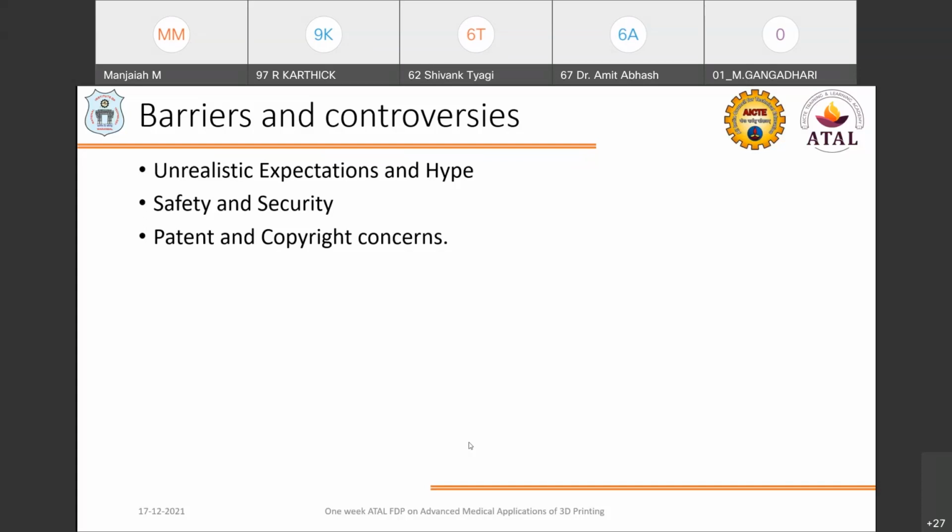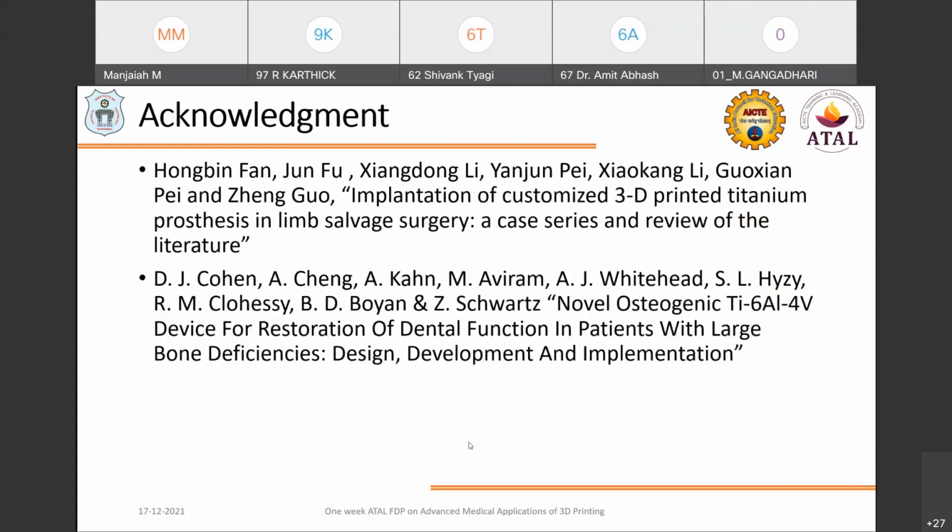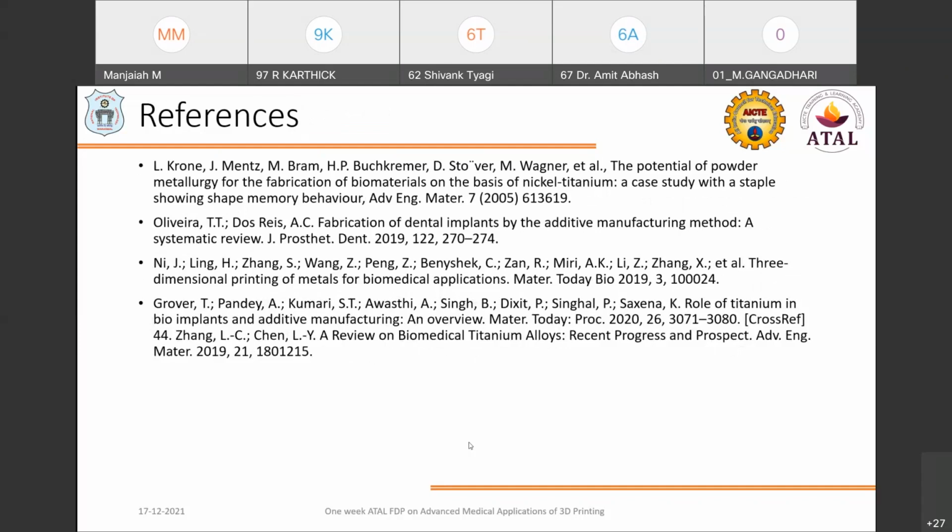And the other is patent and copyright concerns. Manufacturing applications of 3D printing have been subject to patent, industrial design, copyright, and trademark law for decades. So there are also some barriers and controversies with respect to the 3D printing process. I'm acknowledging the case studies I have discussed from these authors, very recently published in 2020 and 2021. They developed and implemented practical applications with respect to limb surgery and patients with bone deficiency. These are also some of the references I have taken to prepare my slides.